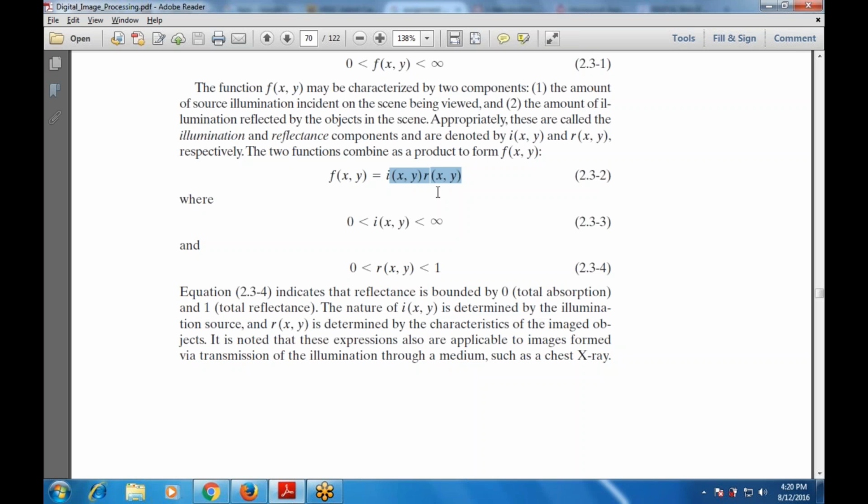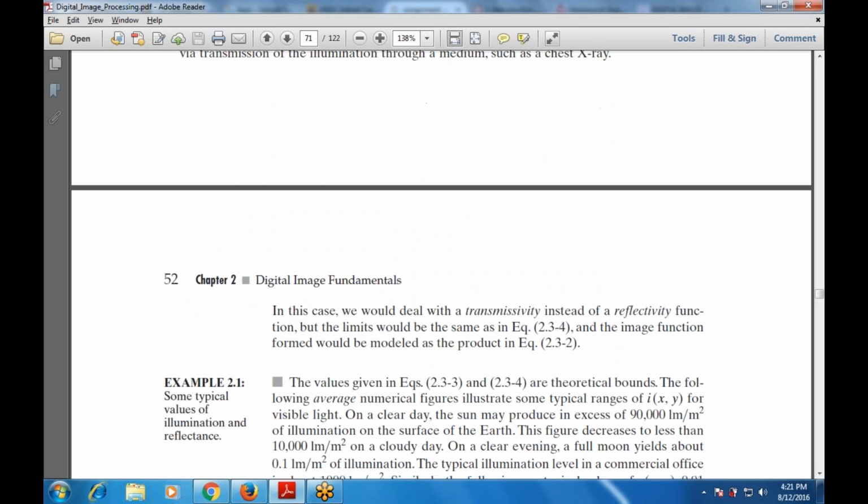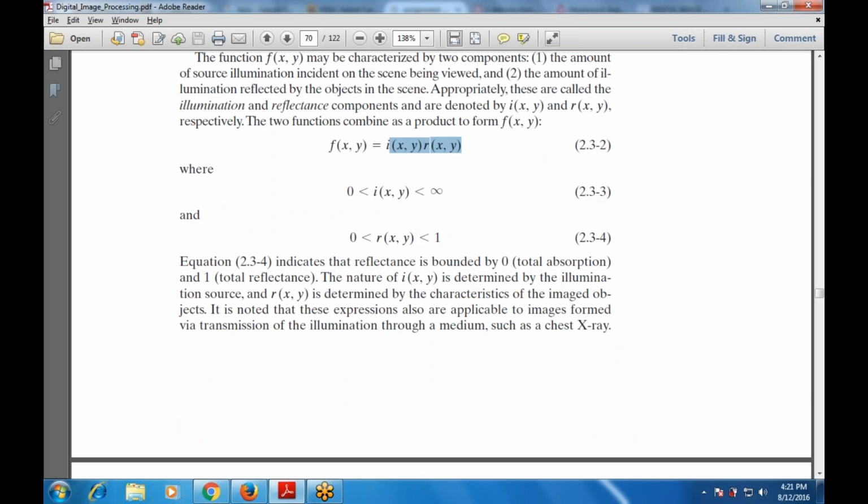The nature of i(x,y) is determined by the illumination source, and r(x,y) is determined by the characteristics of the imaged object. These expressions are also applicable to images formed via the transmission of the illumination through a medium, such as a chest X-ray. This is one example of illumination and acquisition.